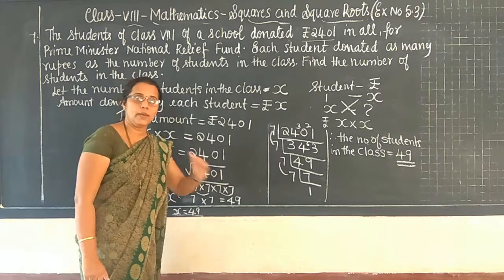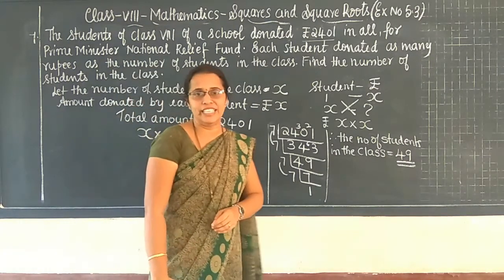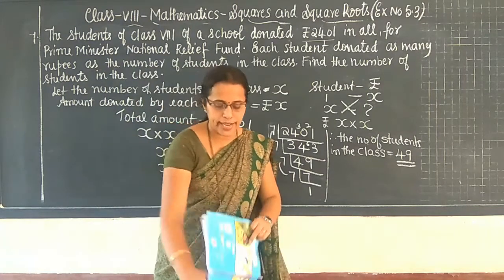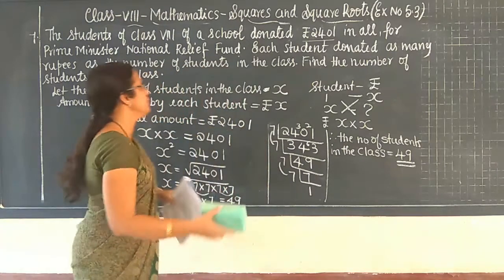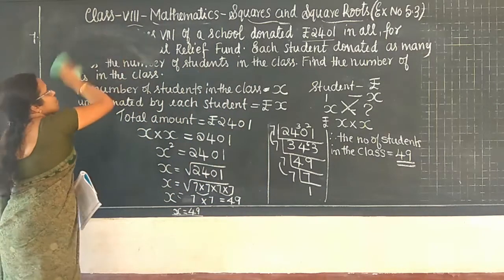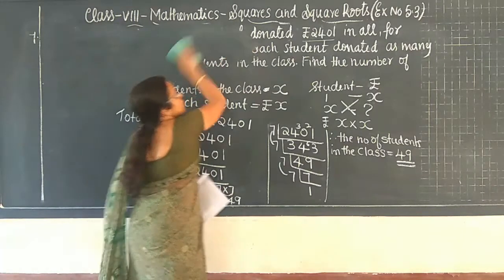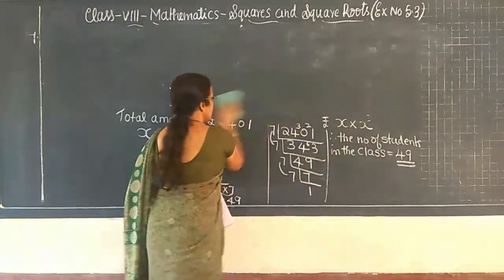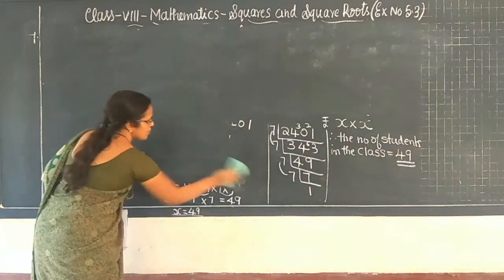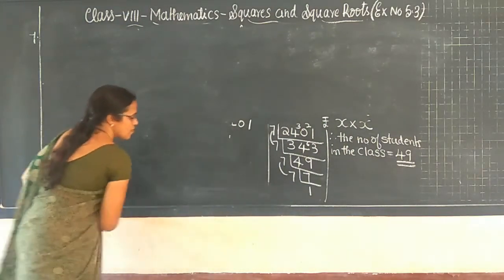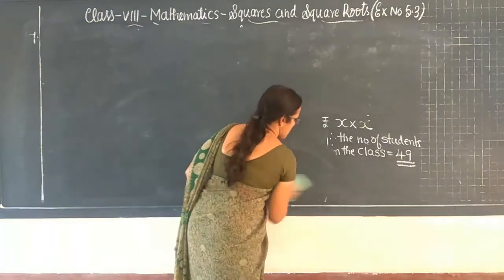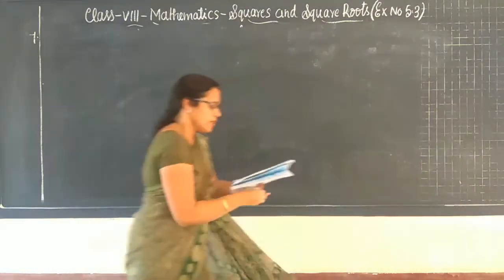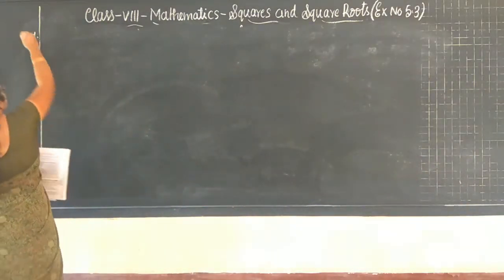Like this, work out many number of times so that you can understand it very clearly. Is it okay? So now let us move to the next problem, children. Okay, write the next problem. Question number 8. Here, question number 8 says what?